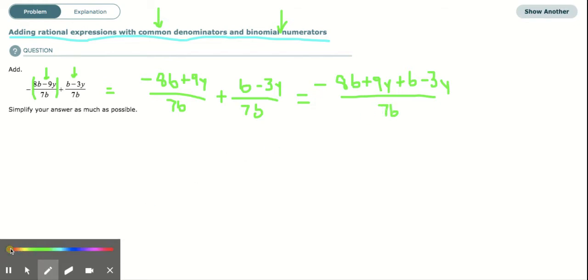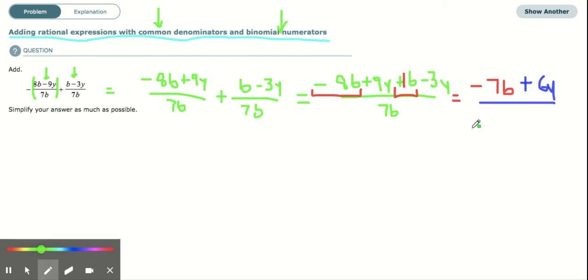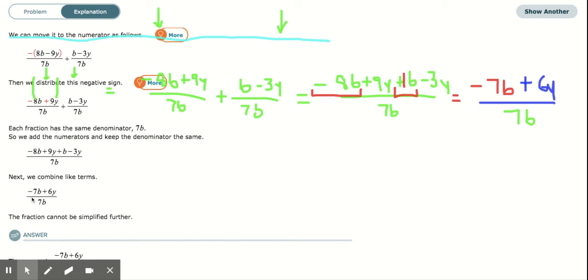All right, so what are the like terms here? Well, let's say we have a negative 8b and we have a positive b. That's like a positive 1b, right? So if we add those together, we'll end up with negative 7b. And for our y values, we have a positive 9 and a negative 3. 9 minus 3 would be a positive 6y. It's a positive. And again, this is all over 7b. So let's go ahead and take a look. Negative 7b plus 6y over 7b, and it shouldn't matter which order it's in. There you go.